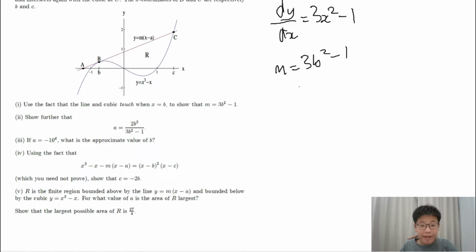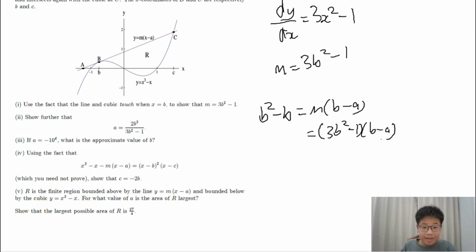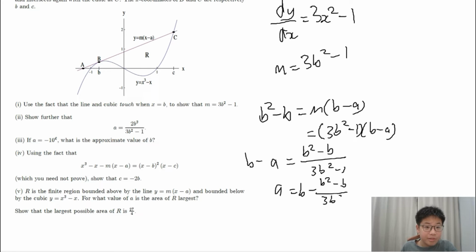So as they also meet when x equals b, the y coordinates on the graphs also agree. b cubed minus b equals mb minus a, which is 3b squared minus 1 times b minus a. So solving for a, we now have a equals b cubed minus b over 3b squared minus 1. It's actually b minus that. So a equals b minus b cubed minus b over 3b squared minus 1. Which, if we calculate this properly, we now have 2b cubed over 3b squared minus 1.